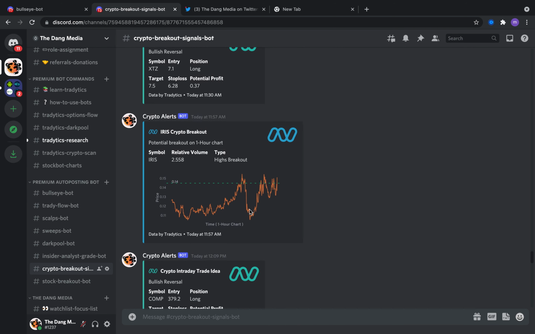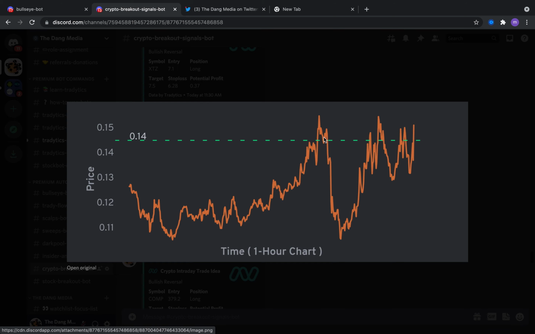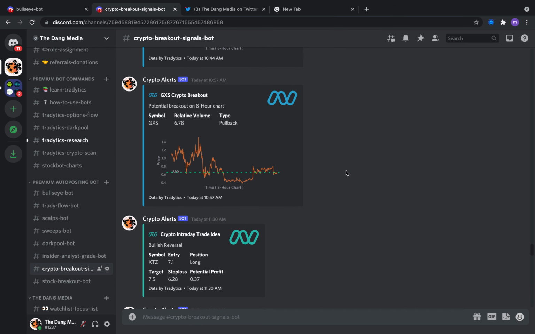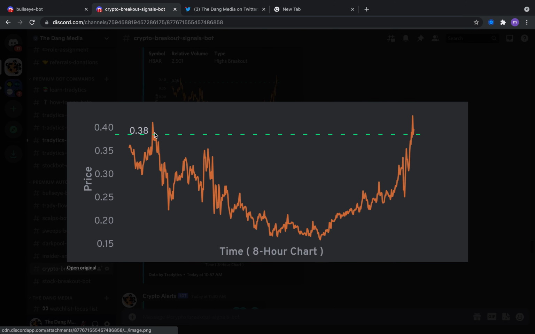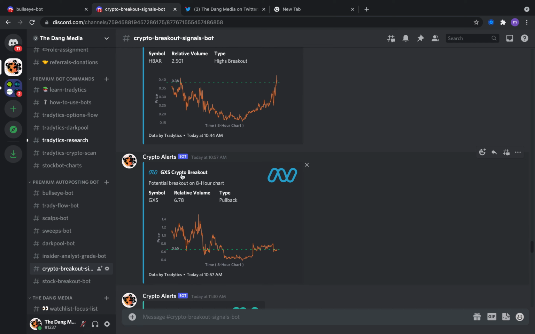See more examples. Breakout of the highs, resistance here, broke through it. Some more here, high here. When it triggered, when it broke through that resistance, it alerted the breakout. So this is a great tool for crypto.